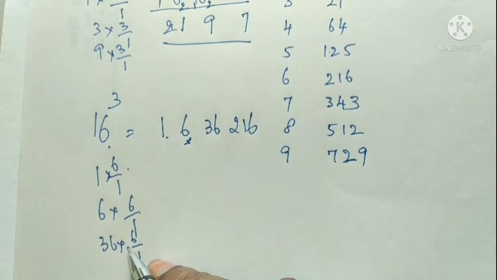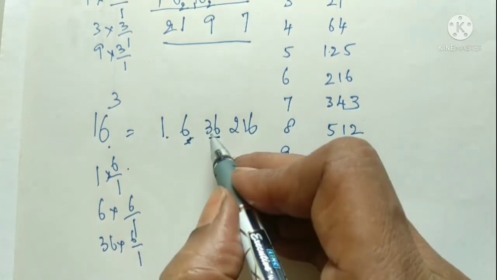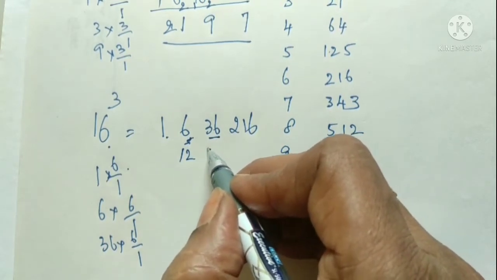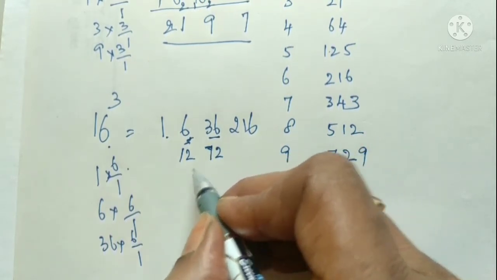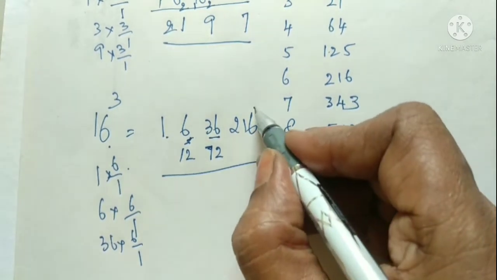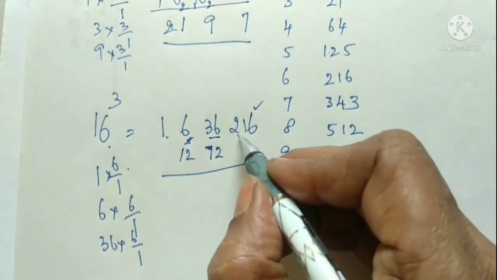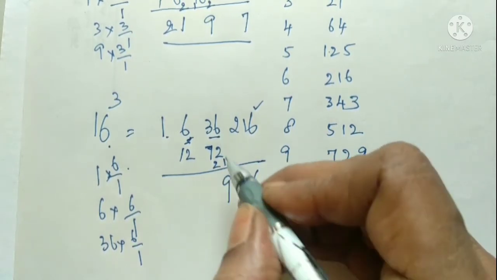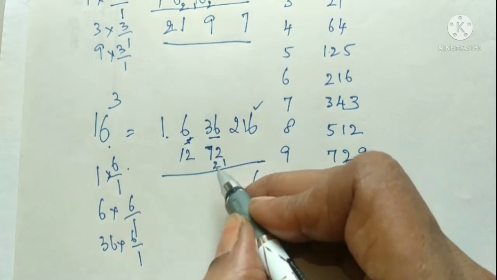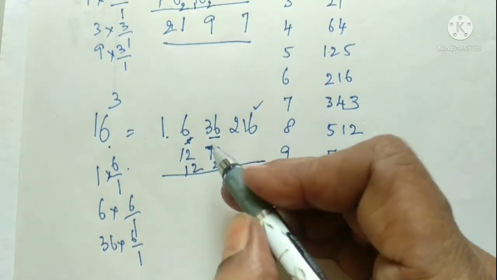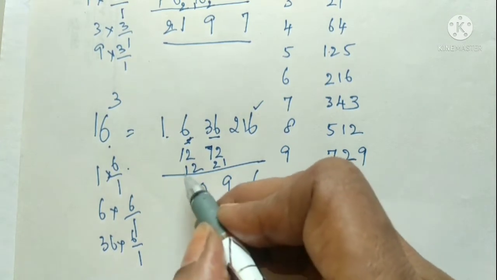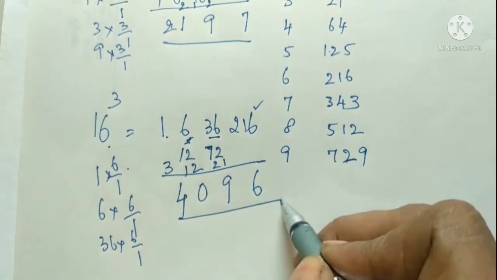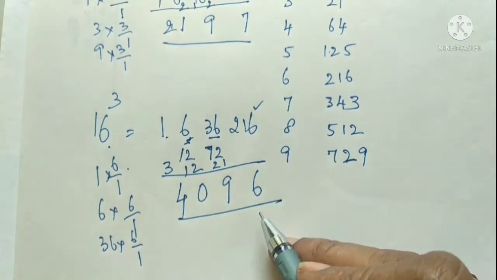Just to verify. In between we have two numbers. These two numbers are to be doubled. 6 times 2 is 12. 36, if you double, then you will get 72. Now we add. What unit digit you take? 6 here. This 21 is to be added here. Then 6 plus 2, 8 plus 1, 9. 3 plus 7, 10 plus 2, 12. 12 you add here. Then 6 plus 4, 10. 3 is to be added here. This is 4. So the answer is 4096.